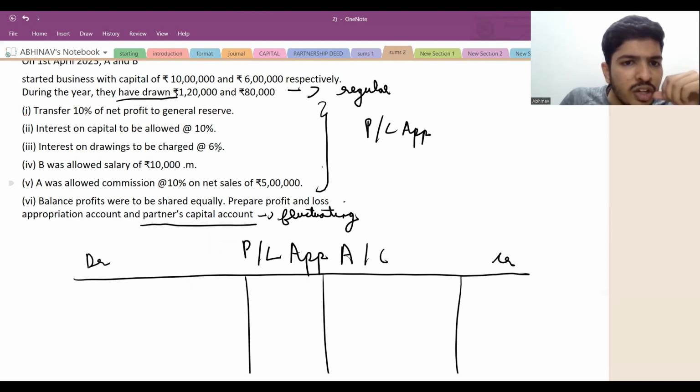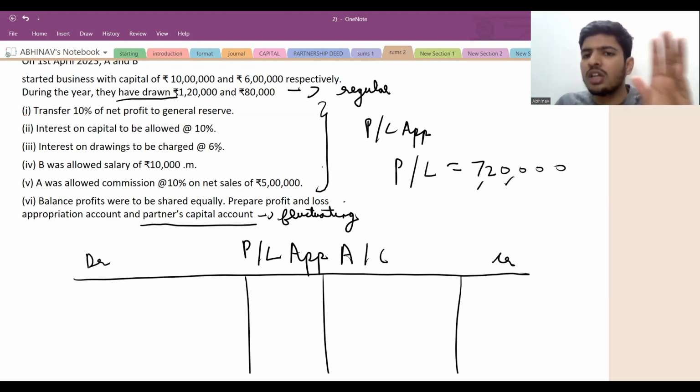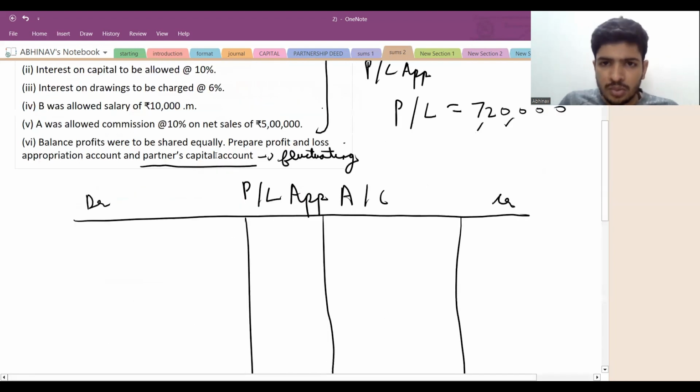Now, profit is not given here, only net sales is given. So, write this down: your profit and loss account balance is 7,20,000. Against the question, write an additional point: profit for the year is 7,20,000, because I forgot to give it in the question. Now, let's start solving the question.